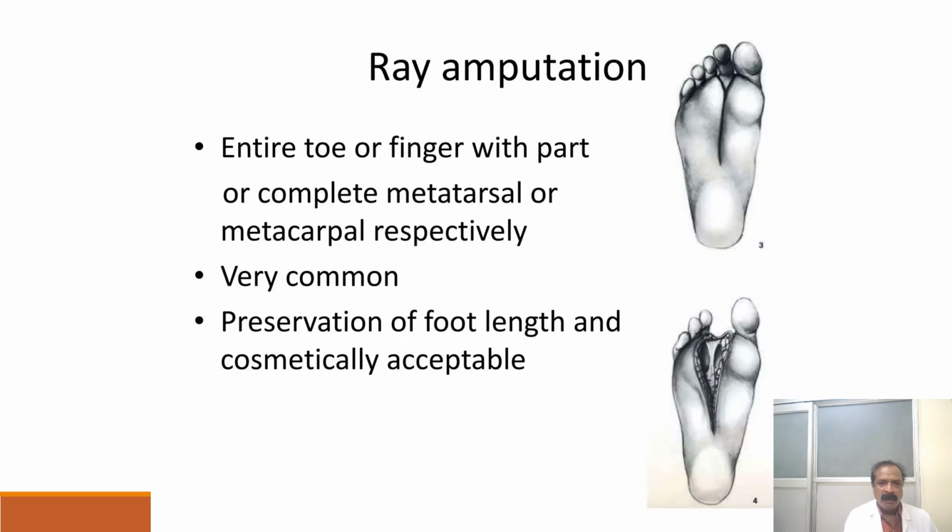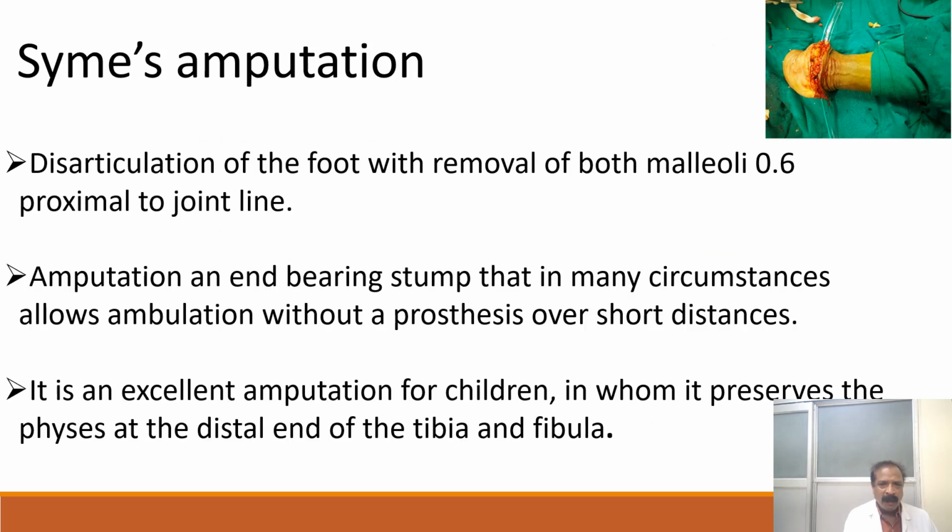So ray amputation: one of the important causes is diabetes, where you may have to resect at least a toe, either the great toe or the second toe. These are called partial foot amputations. Syme's amputation disarticulates the foot with removal of both malleoli, 0.6 centimeter proximal to the joint lines.